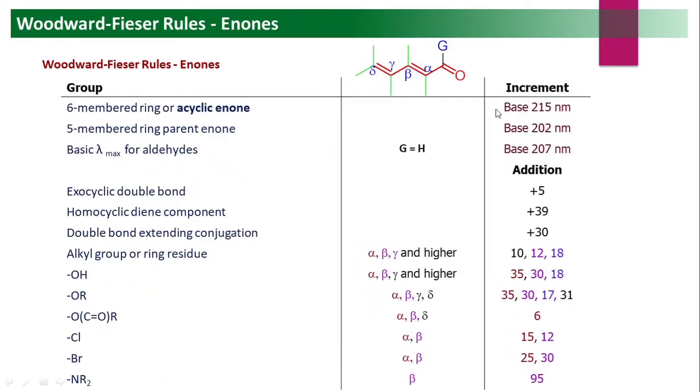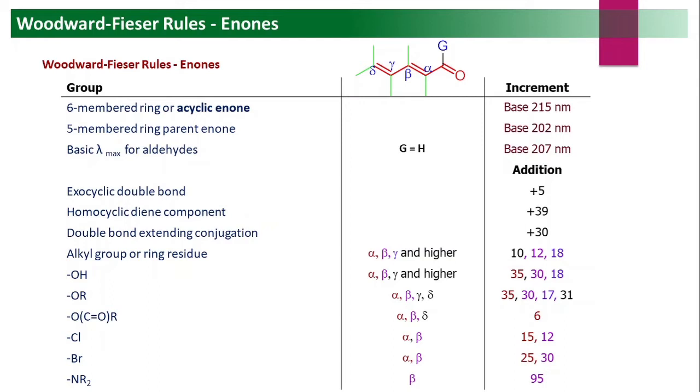Then we will see the Woodward-Fieser rules for calculating lambda max for the enone system. If the enone is acyclic or in a 6-membered ring, then the base value is similar to the diene, that is 215 nanometer. If a 5-membered ring ketone enone is there, then the base value is 202 nanometer. This is the difference. In the case of alkenes and dienes, there was no such problem.